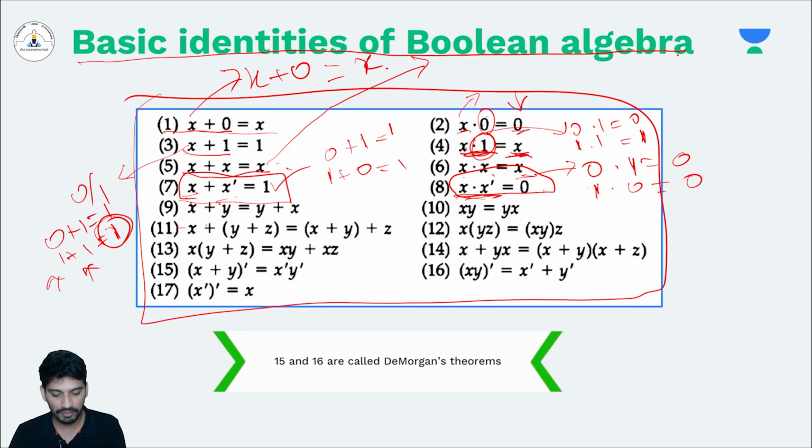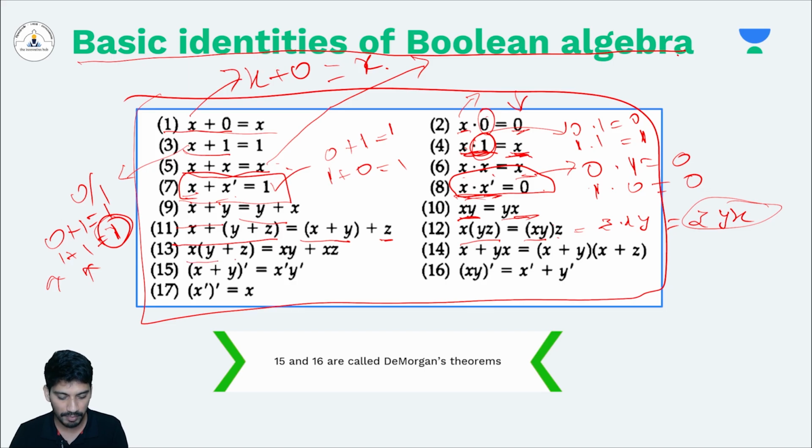Similarly, x plus y is equal to y plus x, and x into y will be equal to y into x, and x plus y plus z will be equal to x plus y plus z, and x into y into z will be equal to xy into z. So you can even interchange these terms like this: z into x into y, or z into y into x. It doesn't matter, because this is Boolean algebra. You can multiply the numbers in any order.